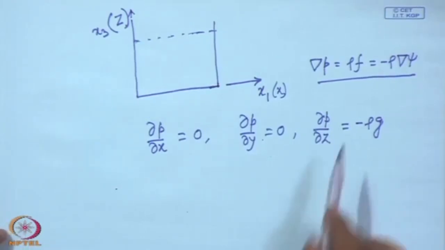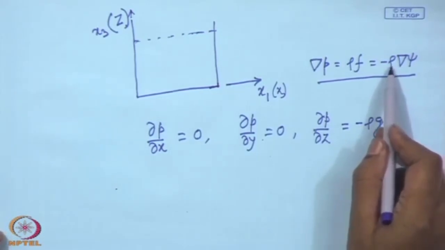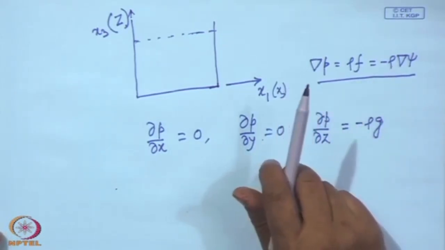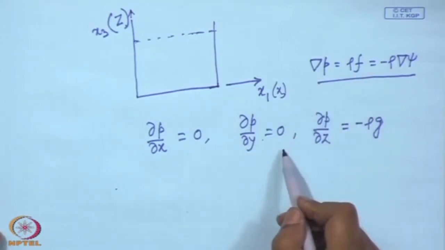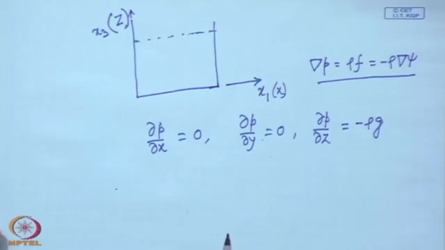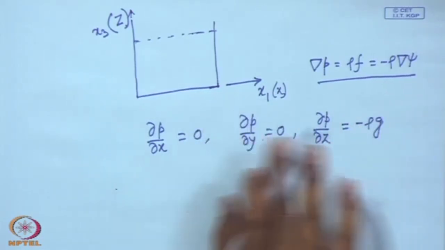Of course, there is one thing you should note here: if density is non-uniform, then we may not be in a position to integrate these equations. Unless we know explicitly how density varies, we won't be able to integrate it. So, in this case, we have considered the density to be uniform.